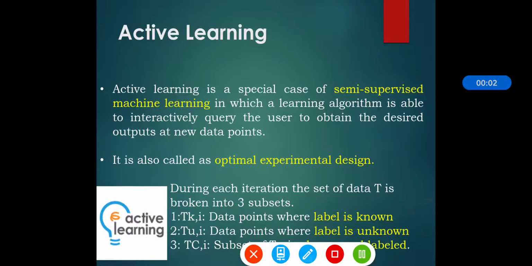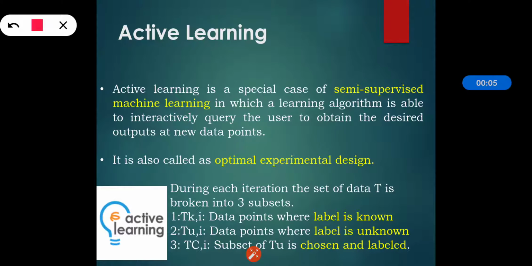So in this section we will see what is active learning. Active learning is a special case of semi-supervised machine learning in which the learning algorithm is able to query the user to obtain the desired outputs at new data points. So in active learning, we are querying the user so that the desired outputs can be obtained very accurately. And as we are directly querying the users, it is more interactive, and that's why this type of machine learning is called active learning.